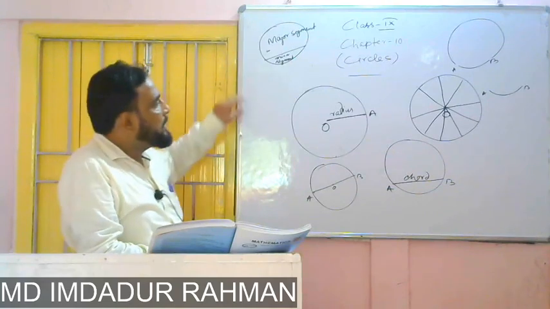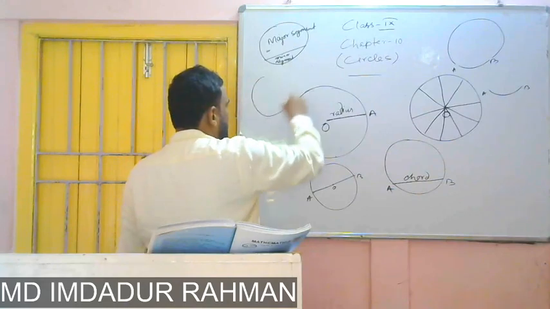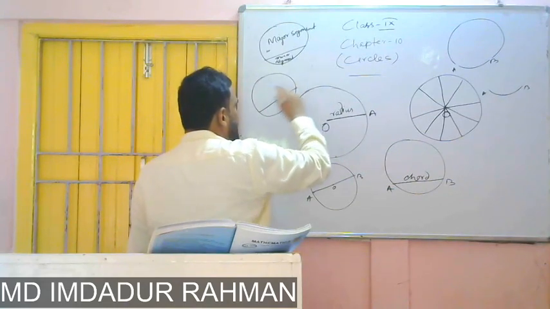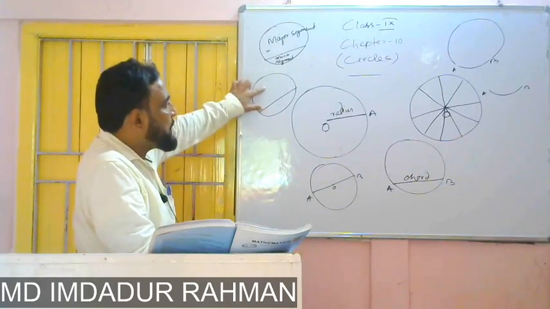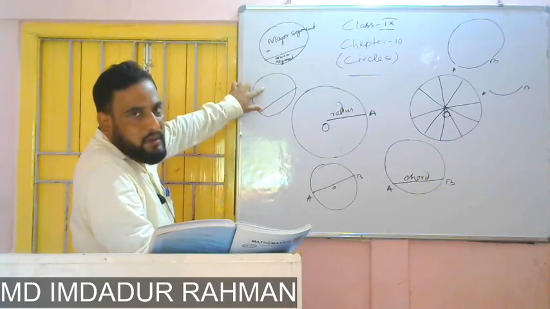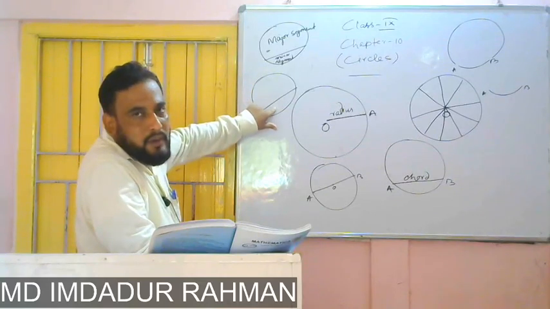Again I am repeating, a chord divides a circle into two parts. Each part is called segment of the circle. The larger part is called major segment, and the smaller part is called minor segment.